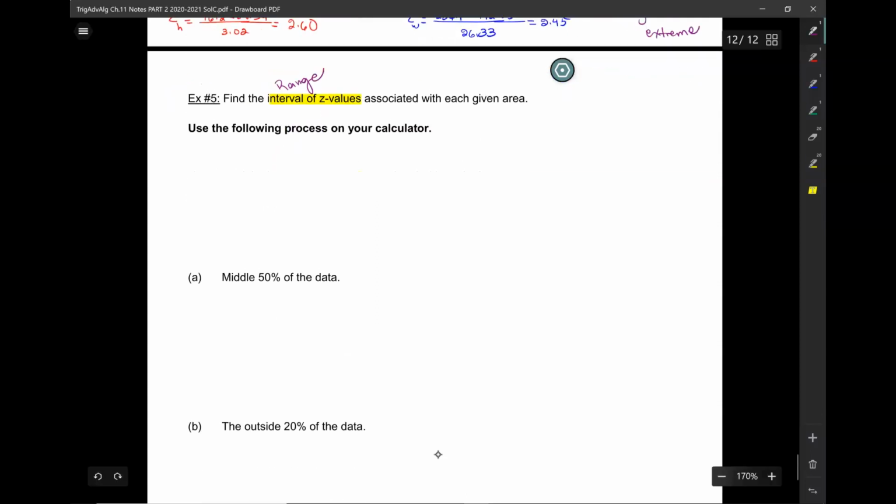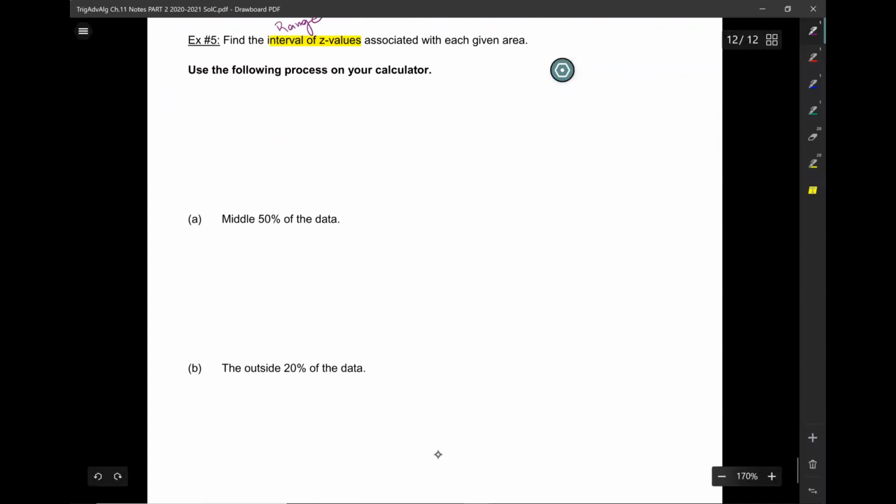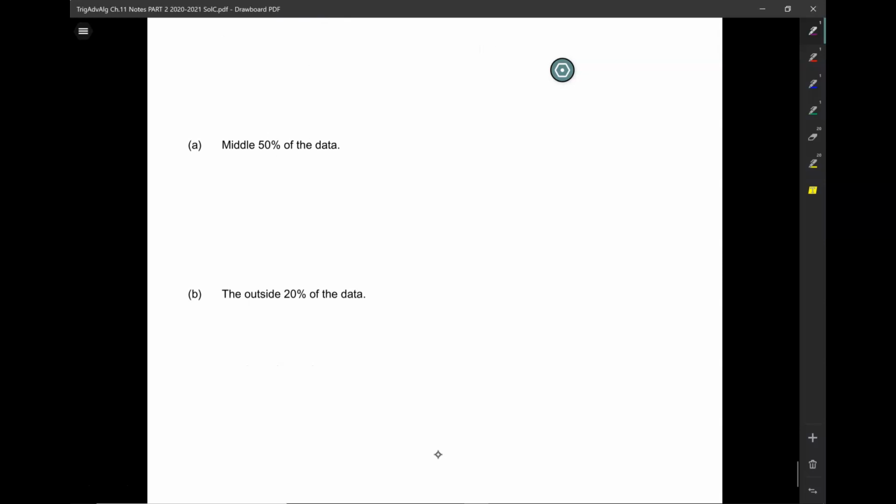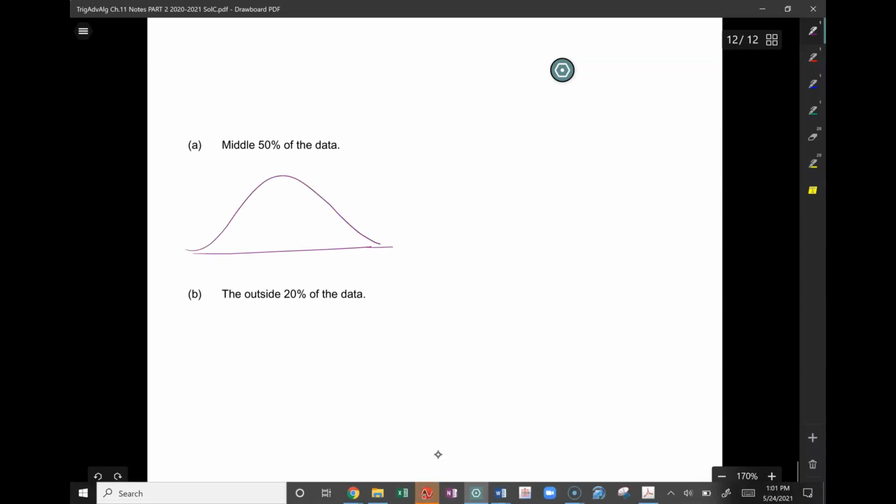Okay, we're going to write down the process. It's not that much. So look at the first one. You want the z values for the middle 50% of the data. Let's draw ourselves a normal distribution, and let's section off the middle 50%. That's the middle 50%, right? You want the z-scores there and there. So basically, you want to know what this z-score is and what that z-score is, right?